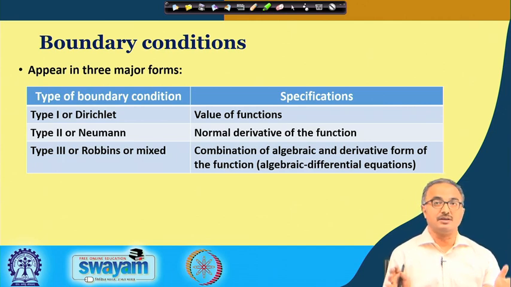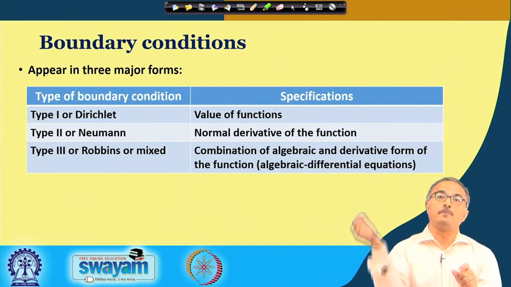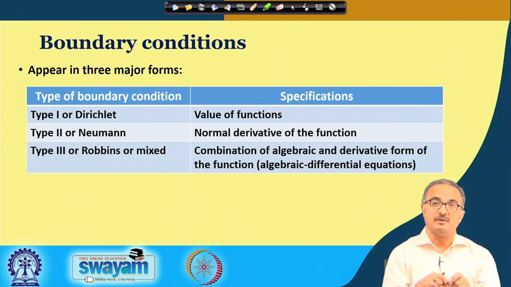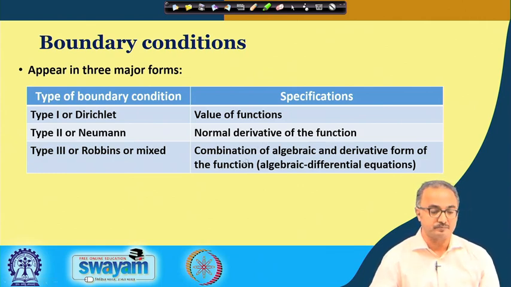Not any other variable which may be derived from that particular actual variable, or which can be obtained from another variable. Not that way. You have to consider the particular variable which we are solving for. That's very important for us to know. And then there is the type 3 boundary condition.